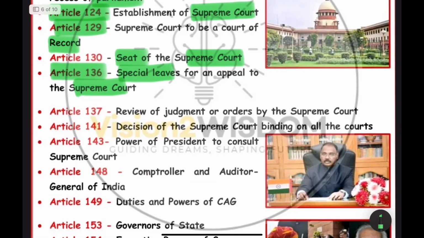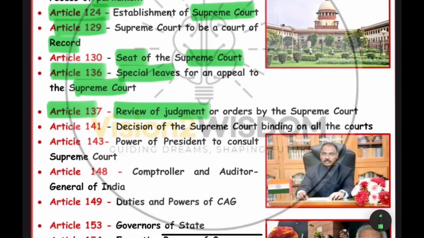Then Article 137 gives us the review of judgments and orders, which is nothing but judicial review. Suppose any judgment or verdict has already been given by the Supreme Court or any court, that judgment or verdict can be reviewed by the Supreme Court. That power comes under Article 137.